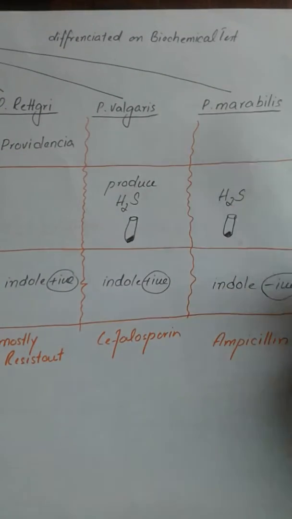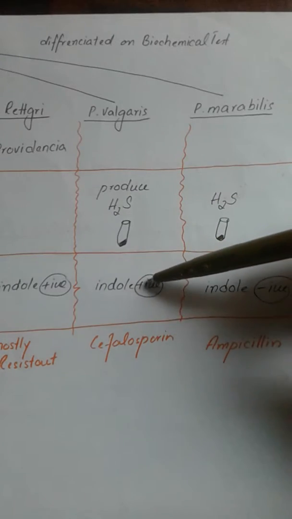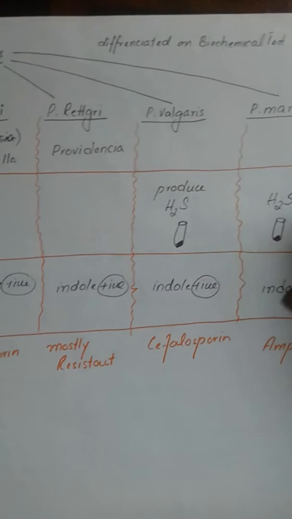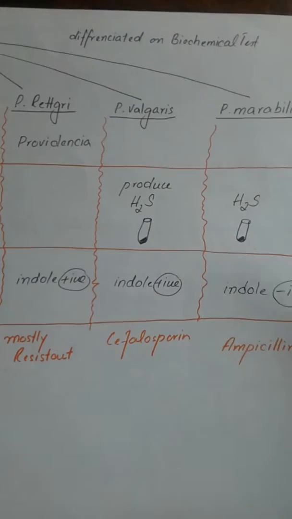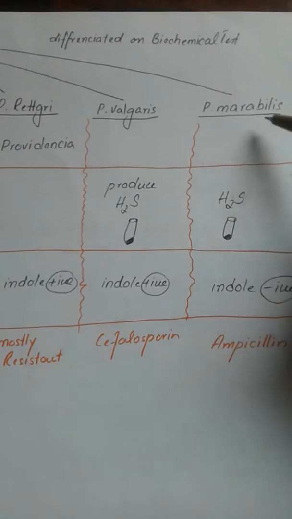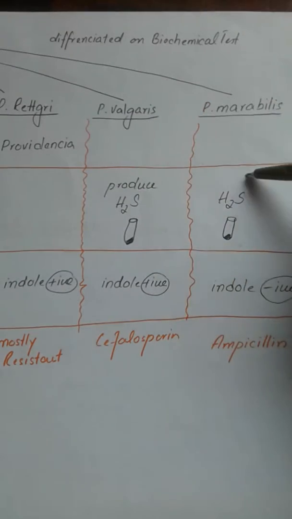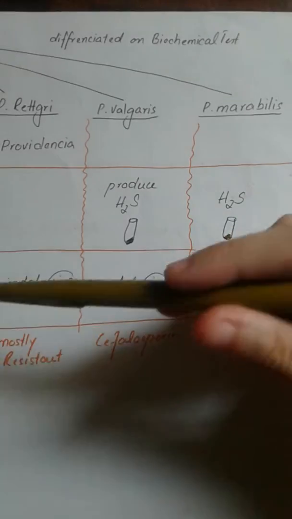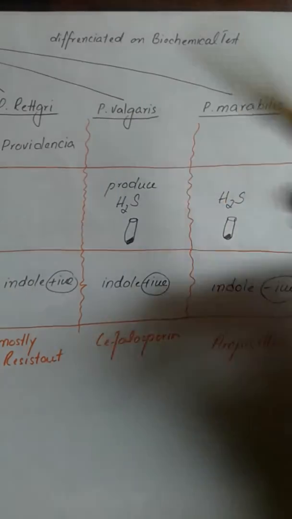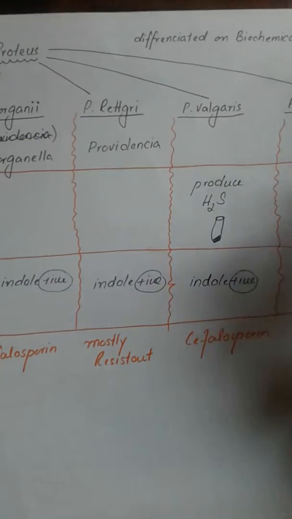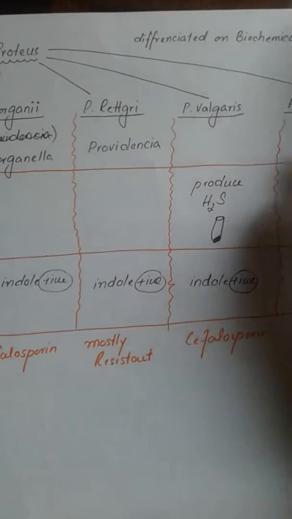In order to differentiate between the two, we can do the indole test. Now, the indole test is positive for P. vulgaris, P. rettgeri, which is Providencia, and P. morganii, which is Morganella, but it is negative for P. mirabilis. So similarly, we can differentiate between P. vulgaris and P. mirabilis by the indole test. All of the rest of the organisms are indole positive except for this, and the only two organisms which give an acidic butt are P. vulgaris and P. mirabilis. Similarly, Providencia and Morganella can be ruled out by this TSI test.